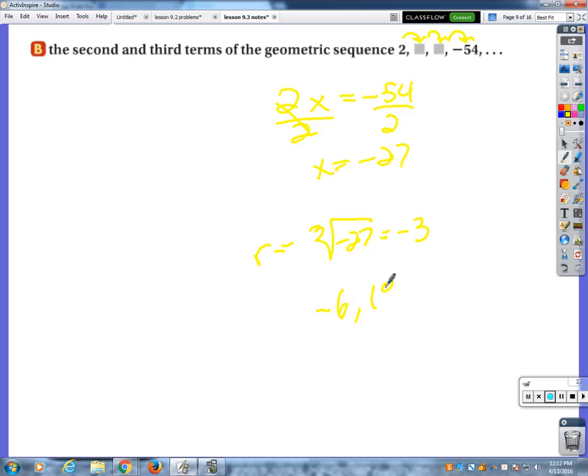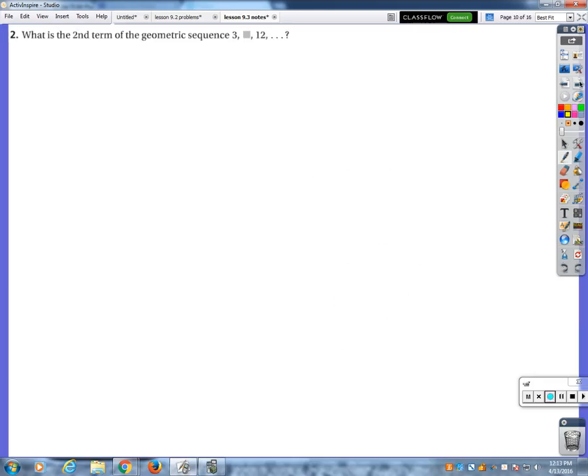And as before, the nice thing about these problems is you can check your work. Is negative 3 times 18 negative 54? Yes. So we have successfully found the correct missing numbers, okay? So it's the same process as with the arithmetic sequences, except we're using multiplication instead of addition. Okay, let's try another one of those because that is a little bit tricky.